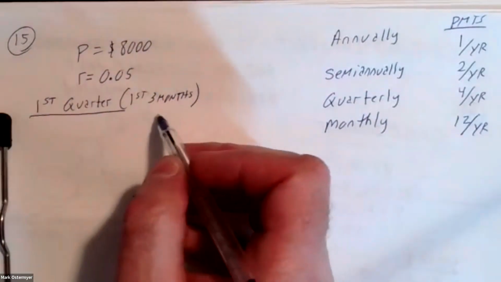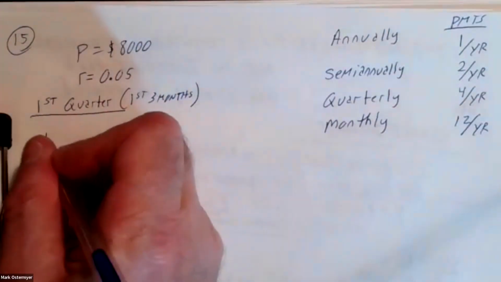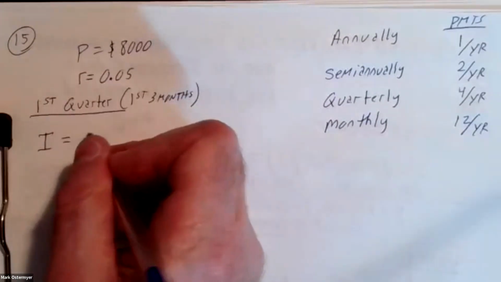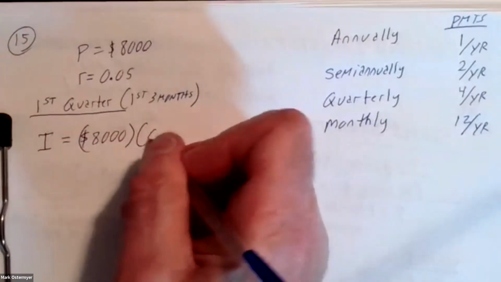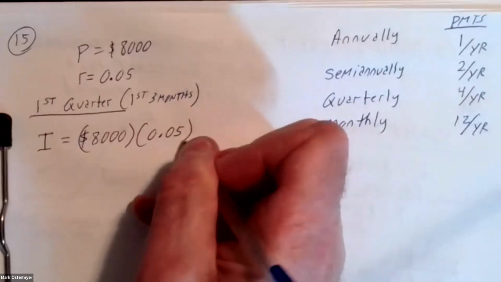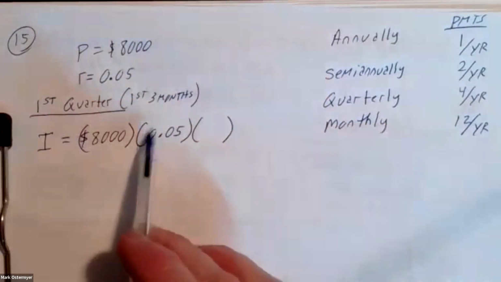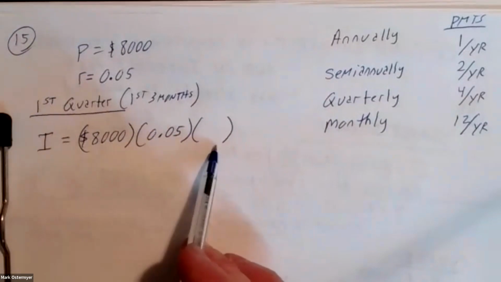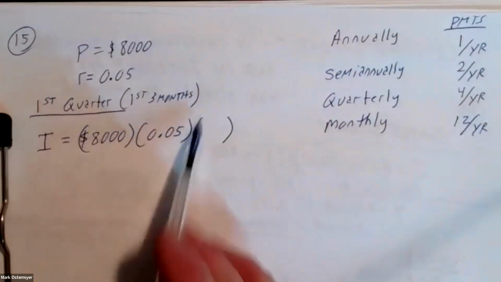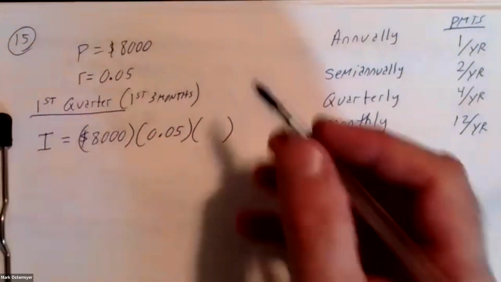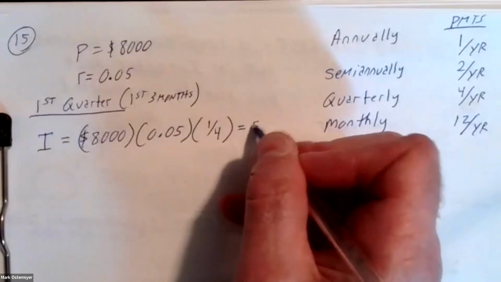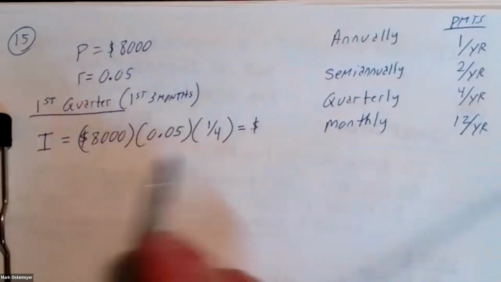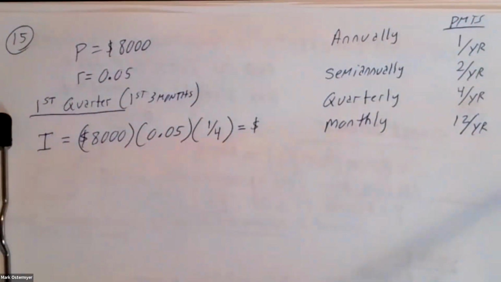How much interest is going to be computed in the first quarter? Well, interest is equal to our principal, which starts out at $8,000, times the interest rate, which is 0.05, times what fraction of a year, ladies and gentlemen? If I leave this money in the account for just 1 quarter, the first quarter of the year, which is 3 months, that's 1/4 of the year. Can you get on your calculator and dial this up to me? Tell me what amount of interest we earn or accrue during the first quarter of the first year.